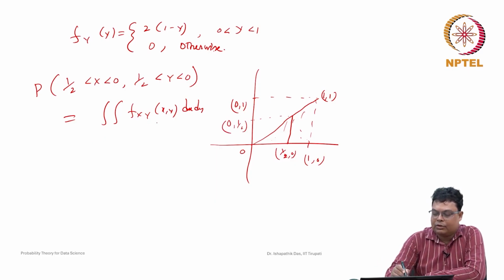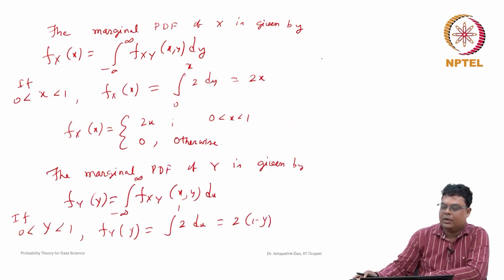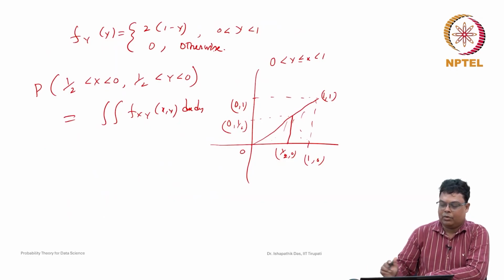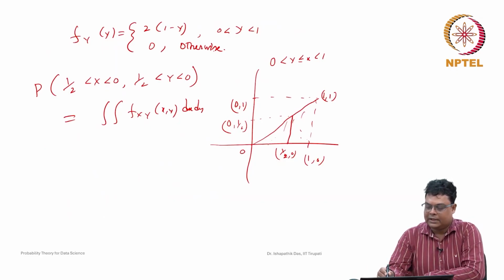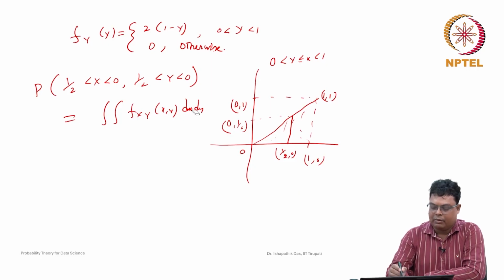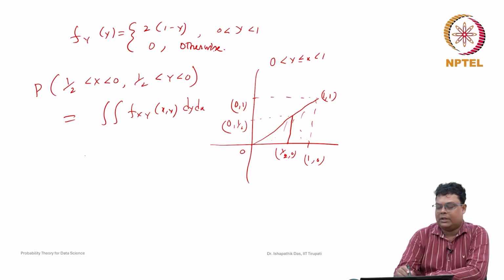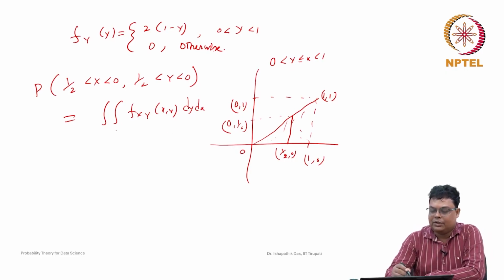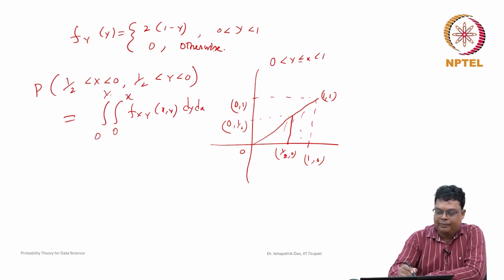So f of x, y is non-zero when 0 less than y less than or equal to x less than 1. Let us do the integration first dy dx, so you change the order of integration, assuming this can be done because the integral finally exists. Then it is very simple: for x from 0 to half, the y limit is 0 to x, the line y equal to x.